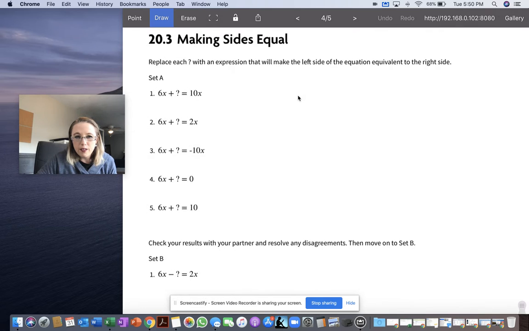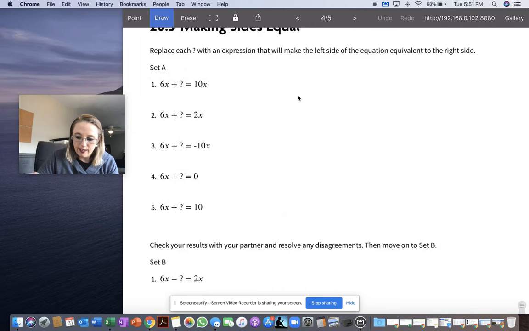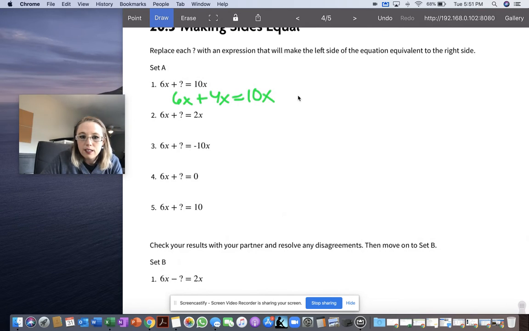Okay. So now we're going to make sides equal. We've done this a lot before. Super simple. Set A, set B. If you were in class, we'd be doing this with partners, but obviously we're not. Okay. So what makes A true? So 6x plus what x equals 10? So we're going to have 6x plus 4x equals 10x.